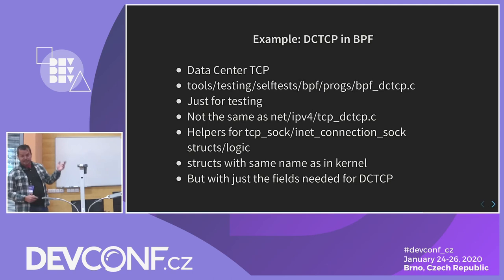So the first example that they did was data center TCP, which is one of those congestion control algorithms. You have the self-test for it. You can take a look at it. It's not the same. It's just the initial thing to test how this infrastructure will work.